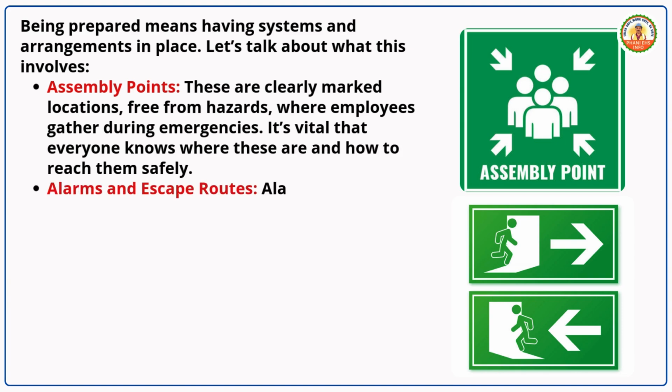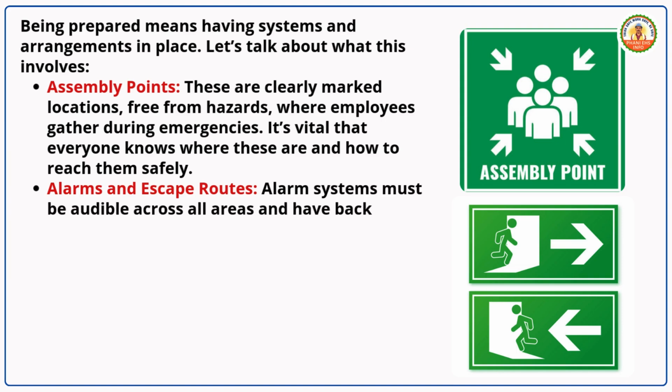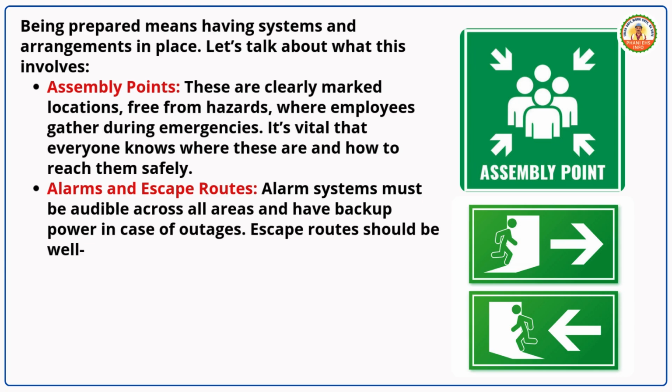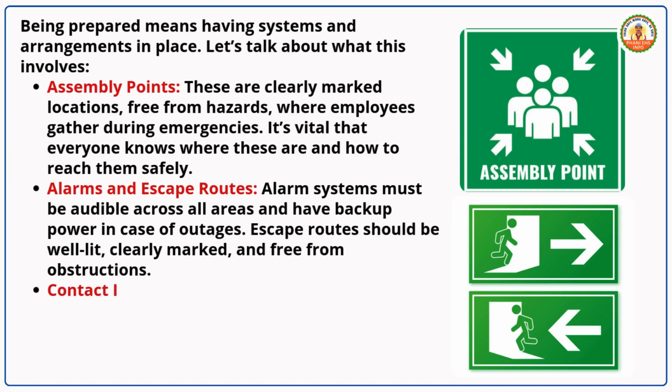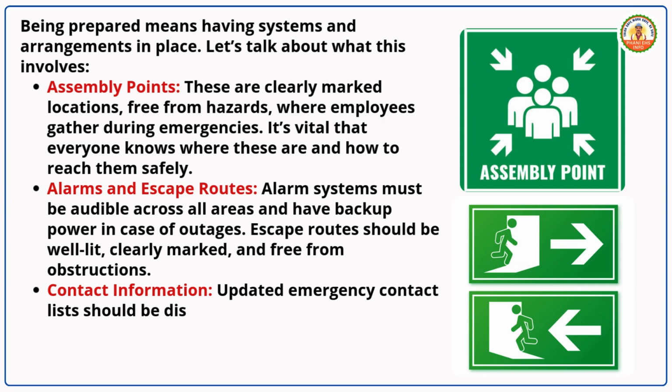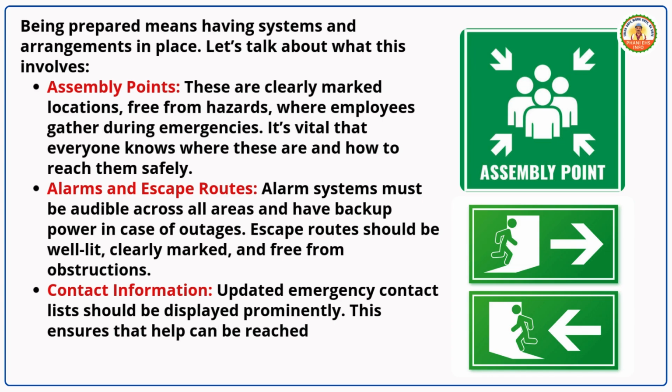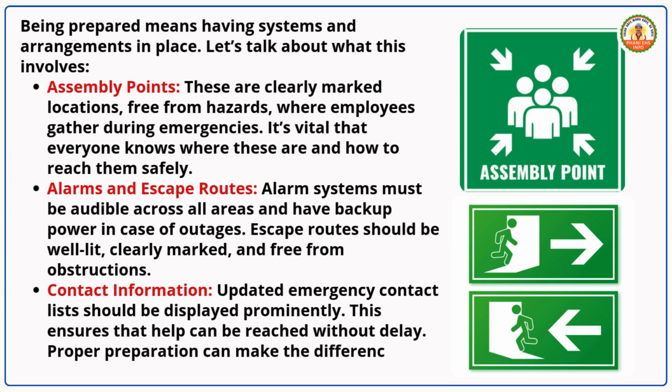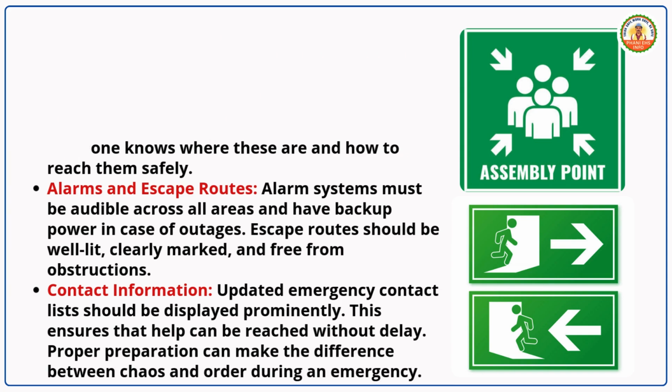Alarms and escape routes. Alarm systems must be audible across all areas and have backup power in case of outages. Escape routes should be well-lit, clearly marked, and free from obstructions. Contact information. Updated emergency contact lists should be displayed prominently. This ensures that help can be reached without delay. Proper preparation can make the difference between chaos and order during an emergency.